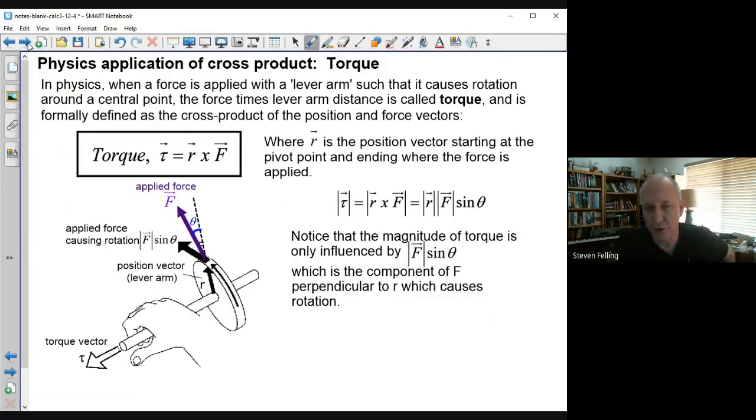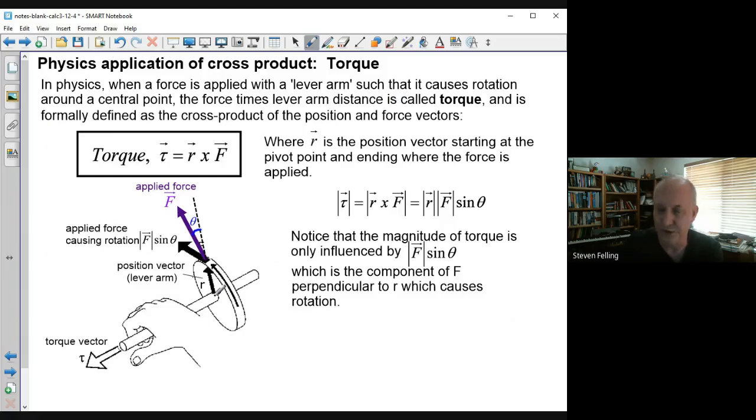Okay, the last thing we're going to talk about is a physics application of the cross product, which is torque. Remember we said that the physics application for the dot product was work, because we wanted the percentage of a force that was in the direction of motion, and so the dot product gave us that. Torque is an application where it's nice to use the cross product. In physics, when a force is applied with a lever arm such that it causes rotation about a central point, then the force times the lever arm distance is called torque.